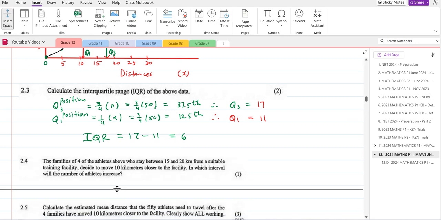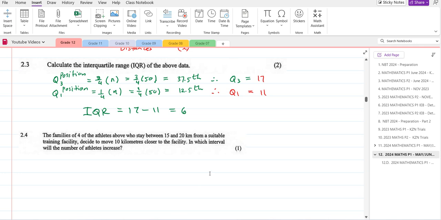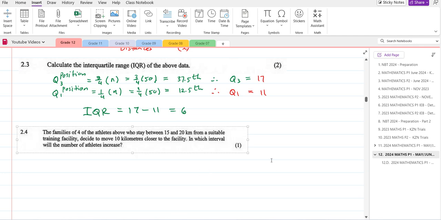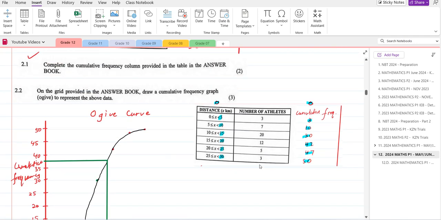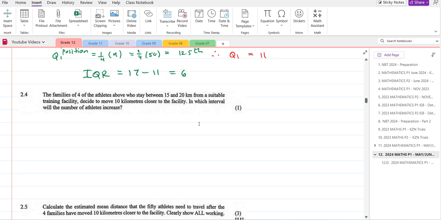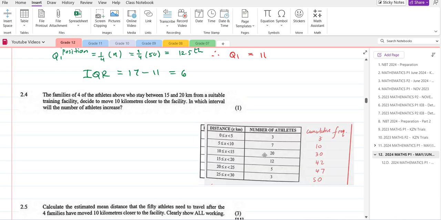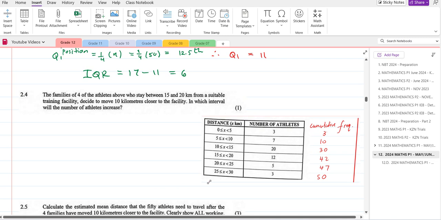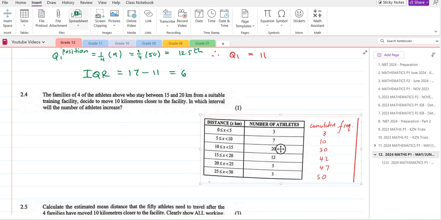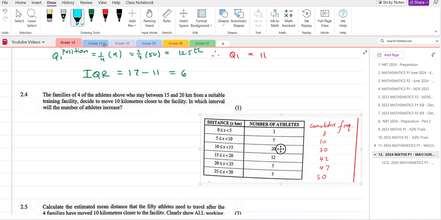Right, next question. The families of 4 of the athletes above who stay between 15 and 20 kilometers from a suitable training facility decide to move 10 kilometers closer to the facility. Right, so we're talking about this one here now. Let's put this graph here. Who stay between 15 and 20. So they stay here, right?